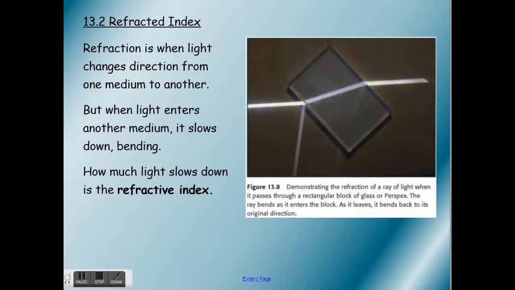Now, when light goes from one medium to another, whether it's water, air, air to a prism, something like that, the light changes speed. Usually it slows down, but not always. How much the light slows down or speeds up is called the refractive index. Basically it's a measure of how much the speed of light changes as it passes through some different medium.